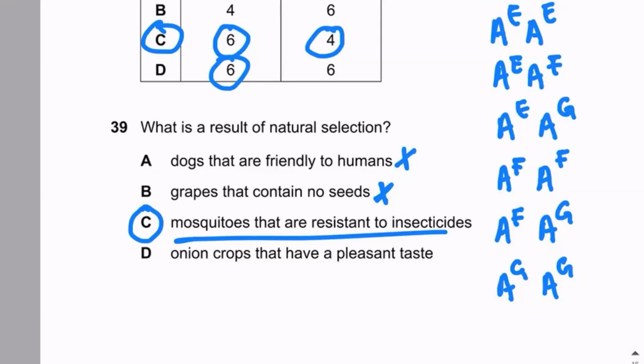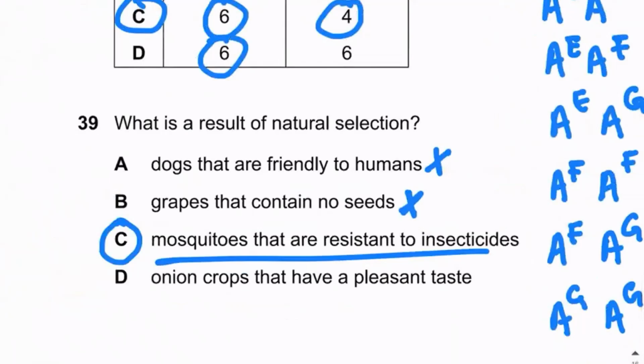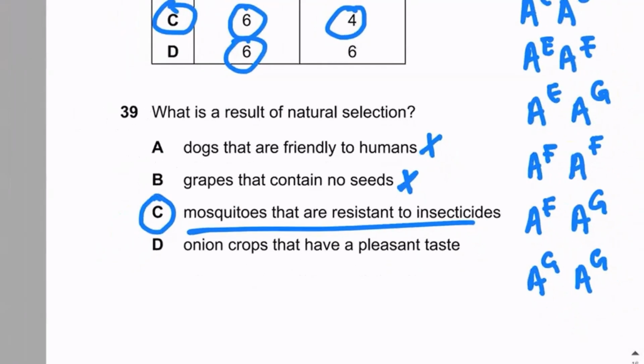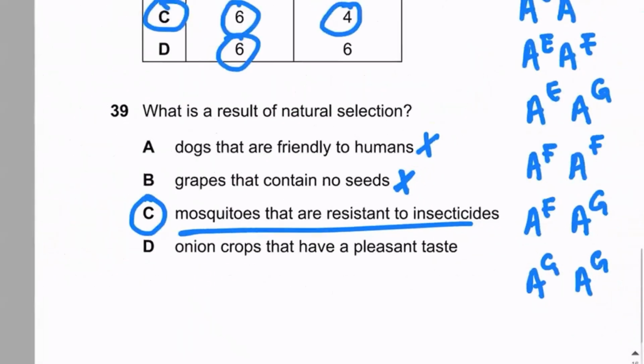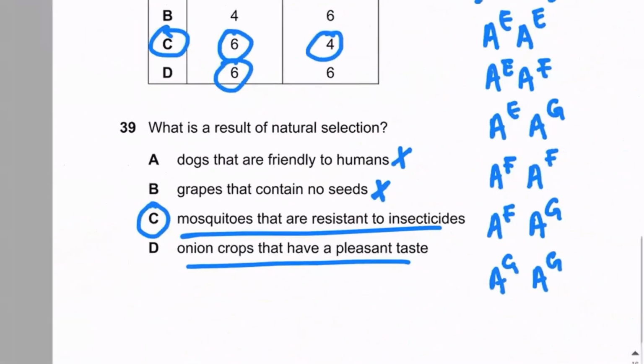And you can also notice one thing, that any characteristic which is favorable to us will be an example of artificial selection. For example, dogs that become friendly to humans, the environment would never want that. That is wanted by humans. So that is artificial selection. Mosquitoes that are resistant to insecticides, we never want mosquitoes to become resistant to insecticides. So that occurred because of natural selection. We never wanted to do that. Part D, onion crops that have pleasant taste. Again, this is some characteristic which is pleasant to humans. So this is something that we have done. This is artificial selection, right?